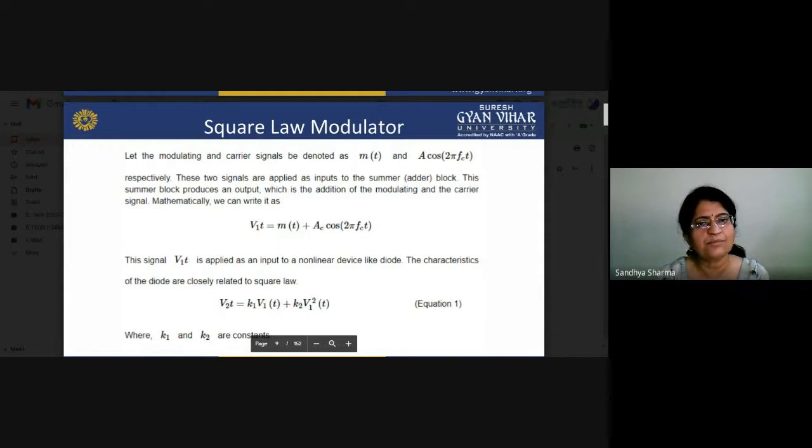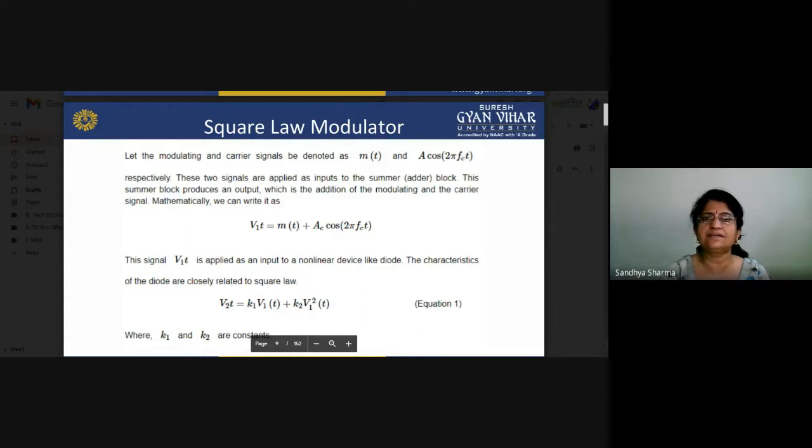This summer block produces an output which is the addition of the modulating signal and the carrier signal. So that is basically V1(t), which is equal to m(t) plus Ac cos(omega_c t). This signal V1(t) is applied as input to the non-linear device.